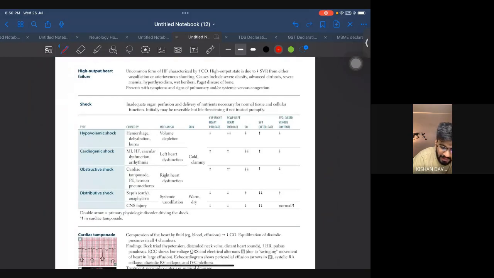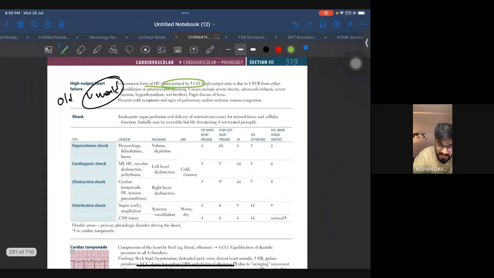So high output heart failure, actually this is not in the old version, but in the UL so many questions are there regarding high output heart failure. Let's just see what you will be doing here. It is an uncommon form of heart failure characterized by increased cardiac output.